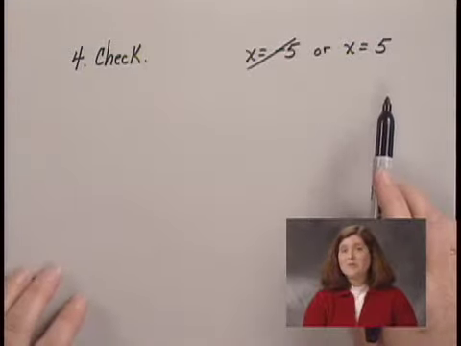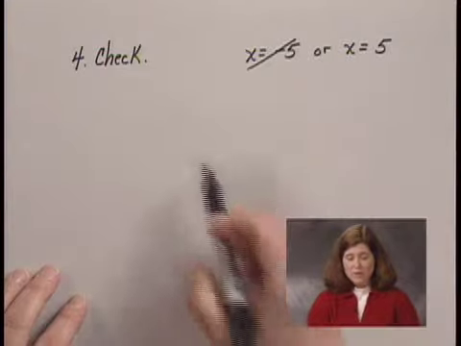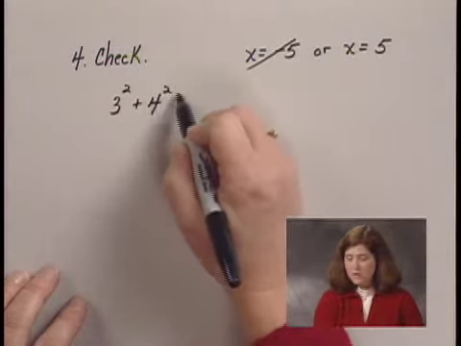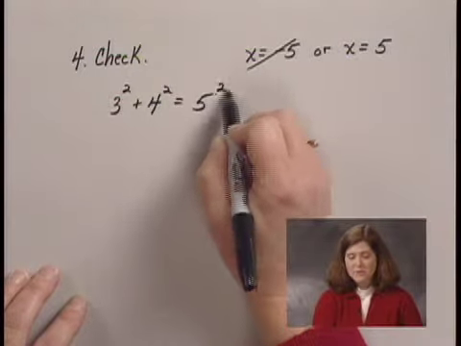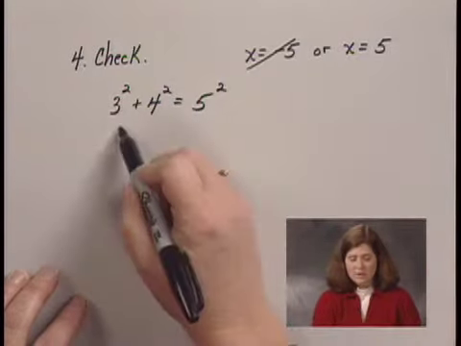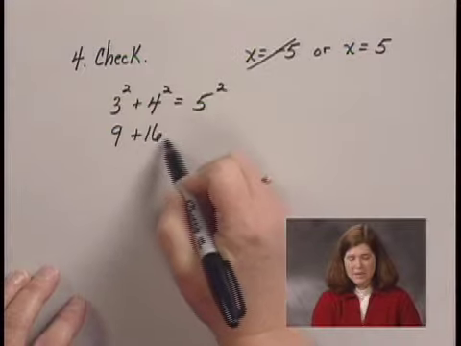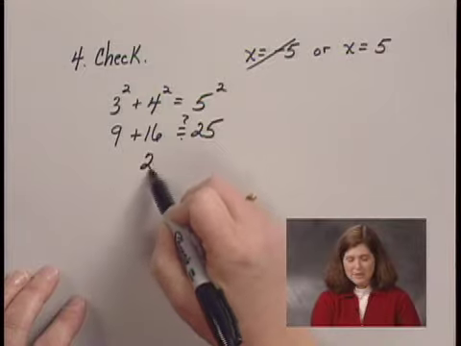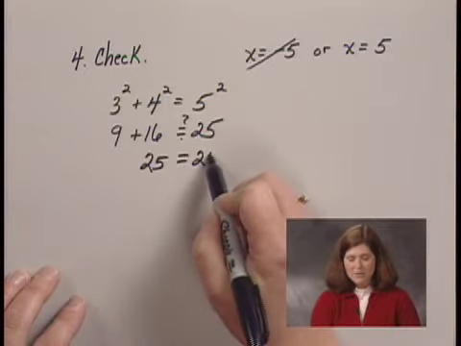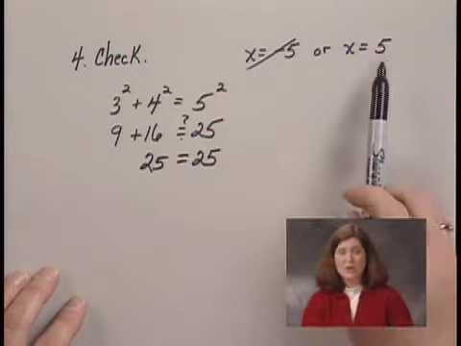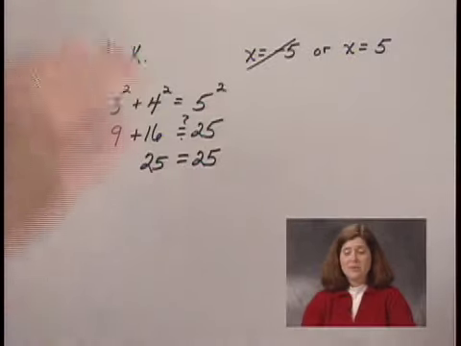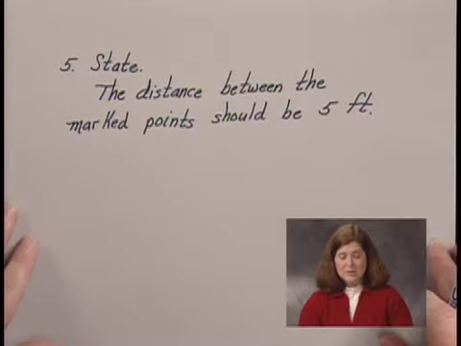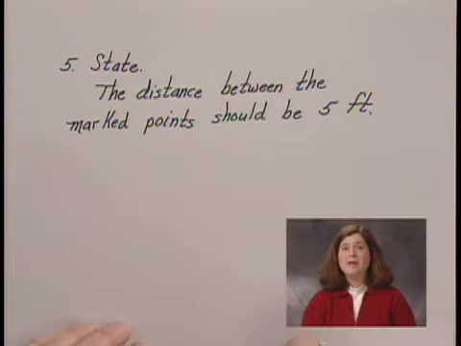Now, if 5 is the hypotenuse of that triangle, then 3 squared plus 4 squared would have to equal 5 squared. Is that true? Well, 9 plus 16, does that equal 25? Yes, it does. 25 does equal 25. So the answer would be 5. And we want to state that using the right units of feet. We state that the distance between the marked points should be 5 feet.